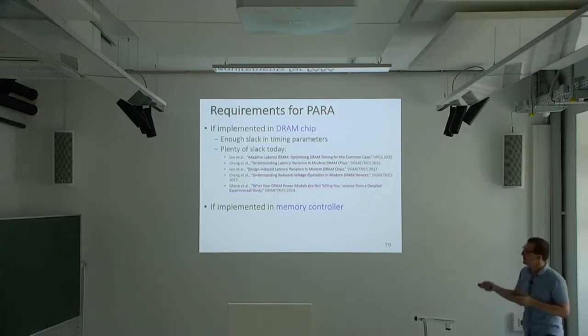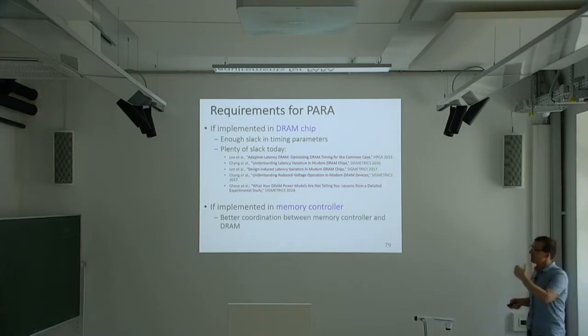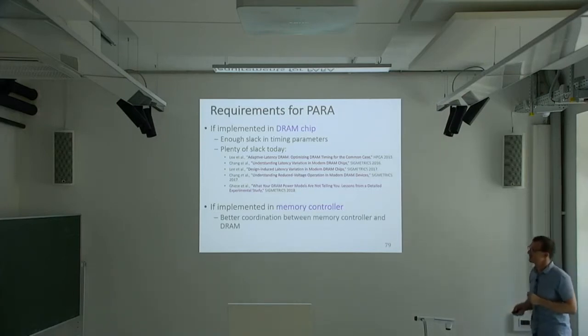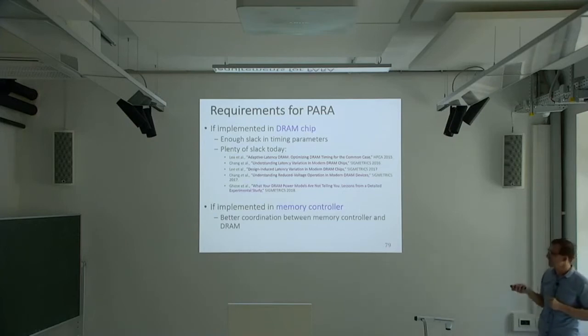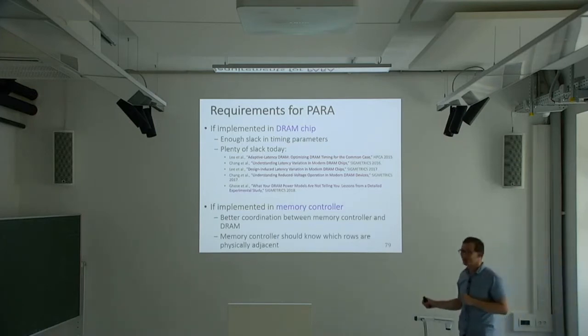So what do you do? Basically, I think this is a better solution: implementing this solution in the memory controller. The memory controller basically figures out when to do this probabilistic adjacent row activation. But this requires one key thing we discussed before. The memory controller needs to know which rows are physically adjacent, right? And that information is not really provided to the memory controller today.